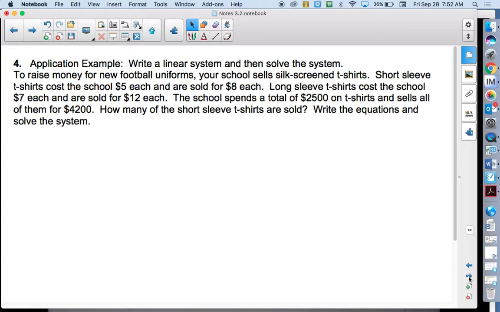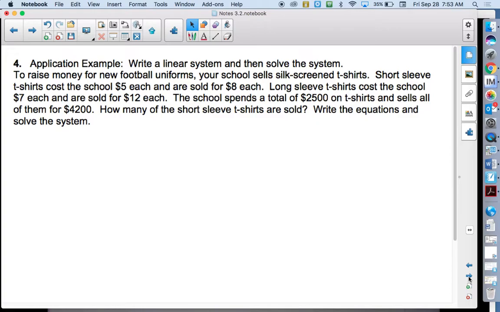To raise money for new football uniforms, your school sells silk-screened T-shirts, which is pretty much what they do, I think, in graphics. Does anybody have graphics? They make the T-shirts up in the rotunda. So you design them, and then literally you make them. I believe they're making T-shirts for the faculty next week.